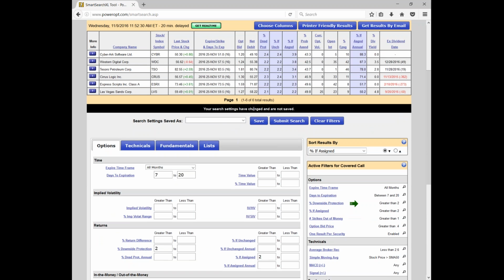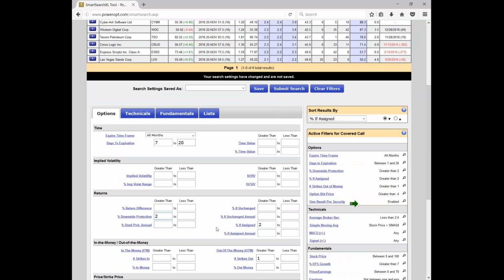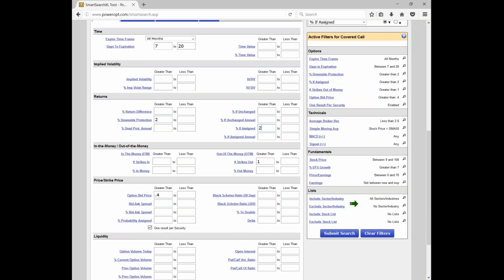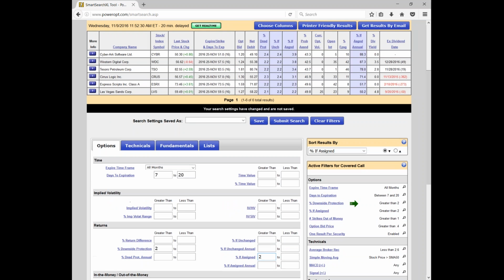Now, we've narrowed it down to only 6 covered call opportunities that are between 7 to 20 days out in time, still have a downside protection of 2%, a percent if assigned of 2%, and are slightly out of the money. They have our requirement for 40 cents of the bid price as well. Now let's just look at some of these. There's Western Digital in here, does pay a dividend.